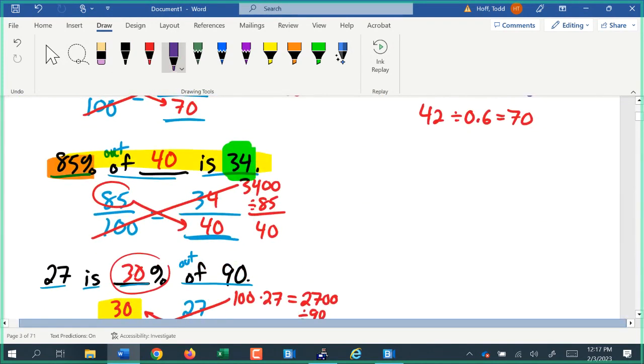Next problem here is the same thing. We have 85%. That converts to a rate, 0.85. So we take our portion, 34, divided by 0.85, and it gives us 40.